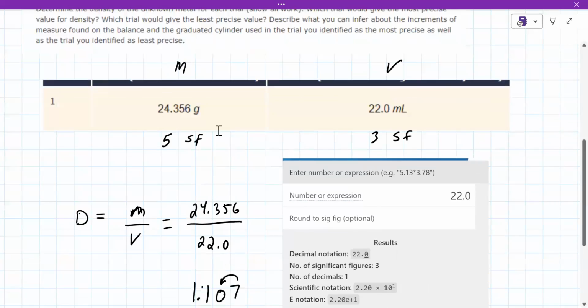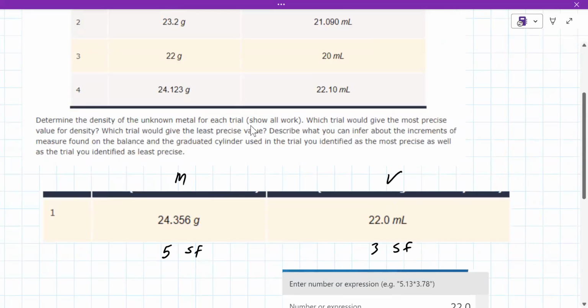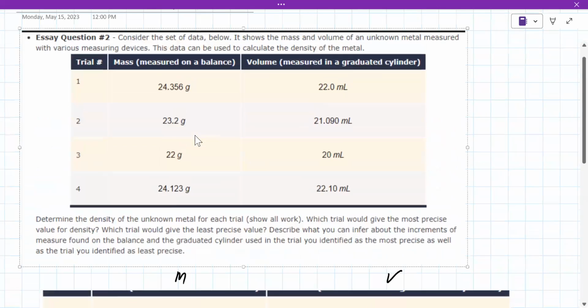Okay, now there's a lot here, so let me go back. Determine the density of the unknown metal for each trial. So we did that. Which trial would give you the most precise value? Describe what you can infer about the increment measurement found on the balance and the graduated cylinder used in your trials. Okay, so we have to do all that at the end, I guess. We just need to calculate some density. So I'm going to grab this table one more time, and we'll do the densities here together.